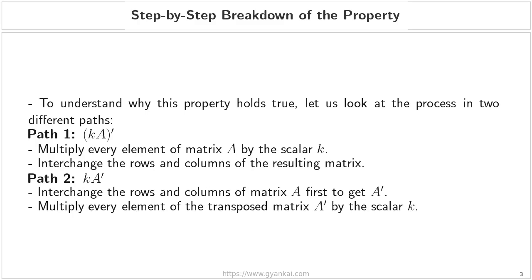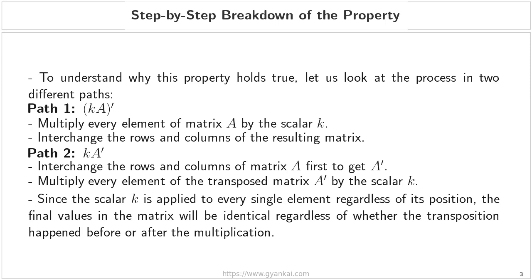Now, let us consider path 2, which is k times the transpose of A in this case. We reverse the order of operations. We first interchange the rows and columns of matrix A to find the transpose of matrix A. After that, we multiply every element of this transposed matrix by the scalar k.